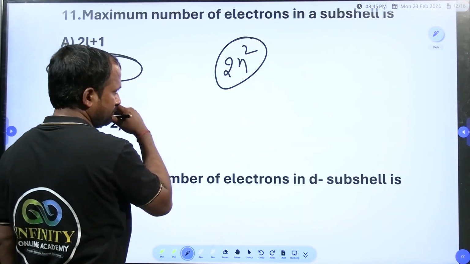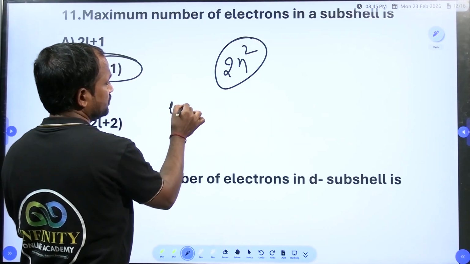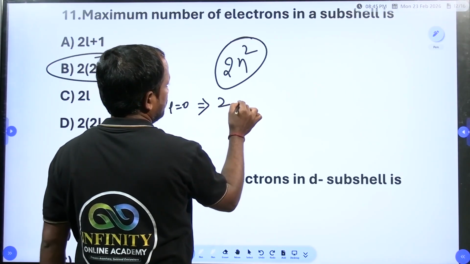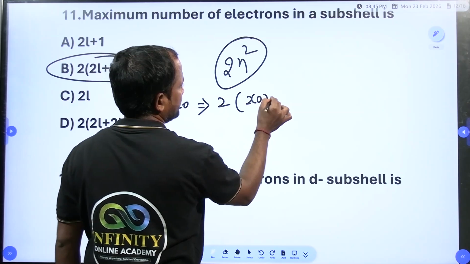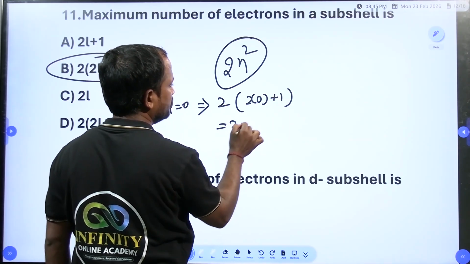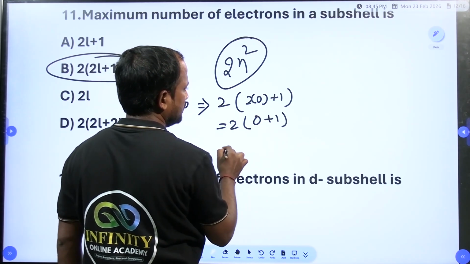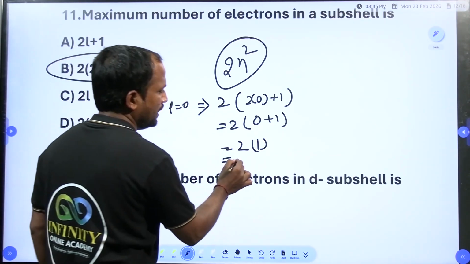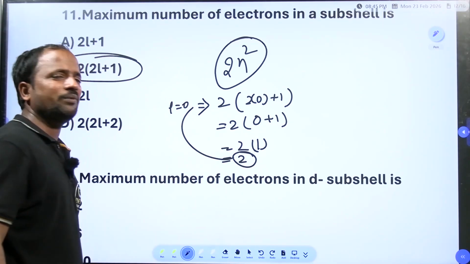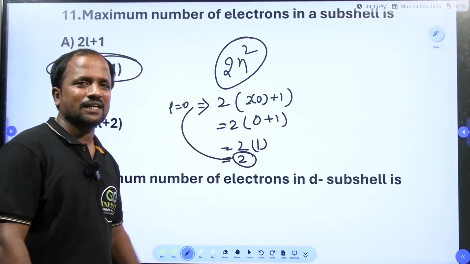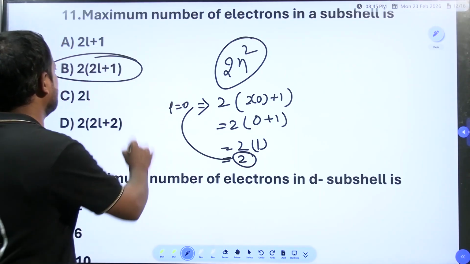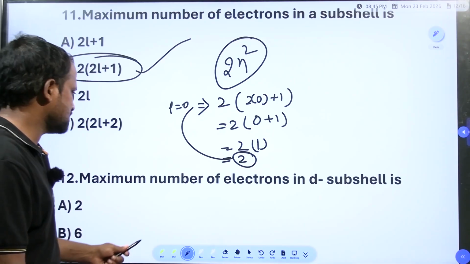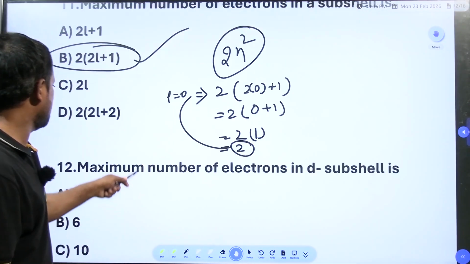For the first subshell, l is equal to 0. How many electrons does it contain? 2 into (2l plus 1), l value 0, so 2 into (2 zeros are 0, plus 1), which is 2 into 1, 2. l equals 0 is the s orbital. How many electrons does the subshell contain? 2 electrons. Okay? So this is the formula, 2 into (2l plus 1), we use for the number of electrons in a subshell. Okay, next question.